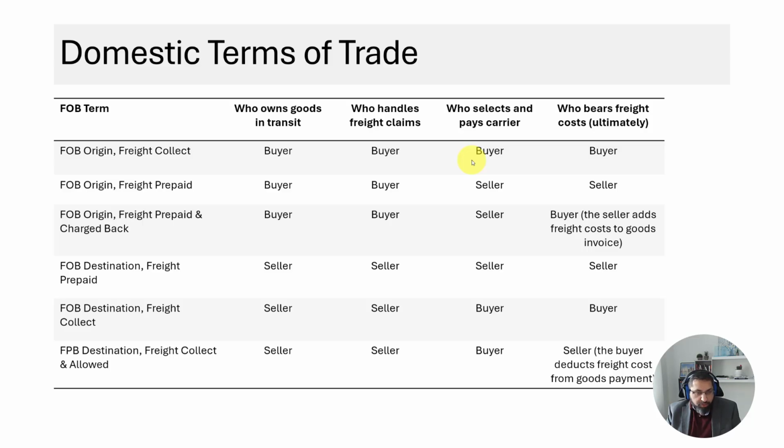Same thing for the bottom three, where it says prepaid, it's going to be seller. Where it says collect or collect and allowed, it's going to be the buyer who selects and pays the carrier. Now, who bears the ultimate cost of transportation? This is where it gets a little bit tricky, but it's really straightforward if you get column 3.